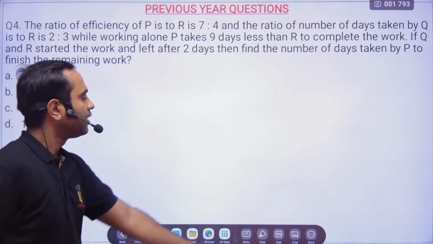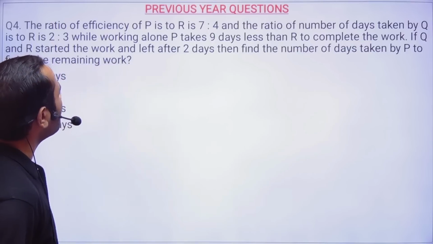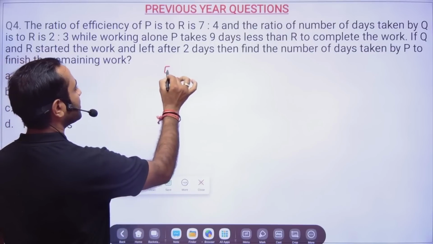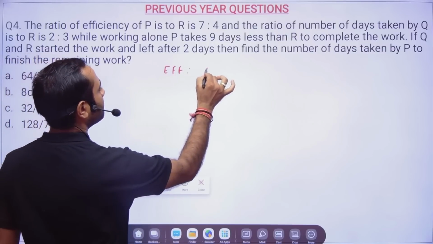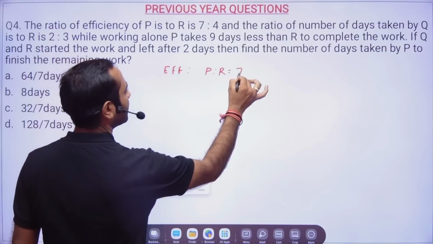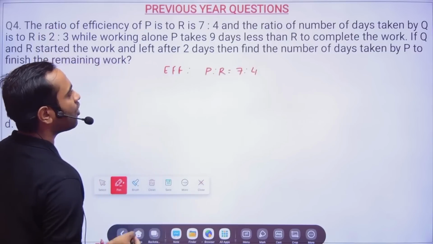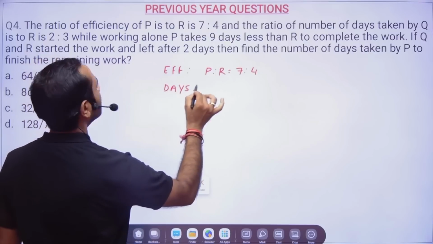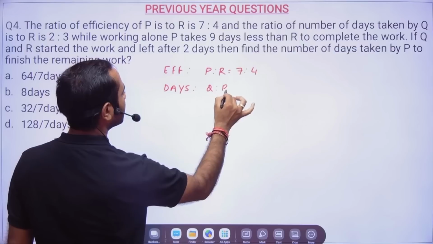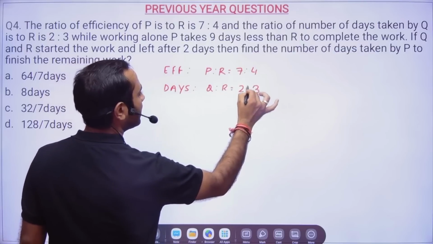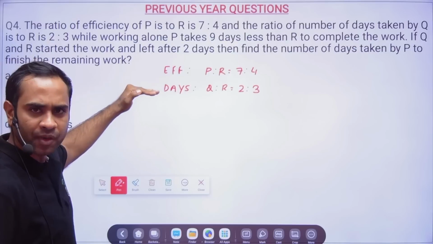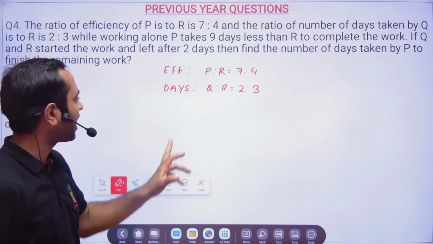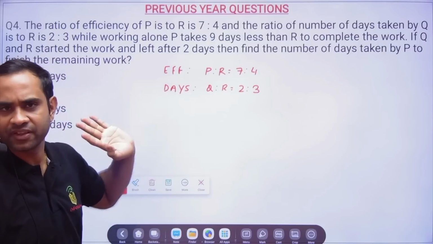Okay, fine. Now friends, next problem: the ratio of efficiency of P to R is 7:4, and the ratio of the number of days taken by Q to R is 2:3. So one data is given in terms of efficiency, and one data is given in terms of days. The option we have is either to convert days to efficiency or efficiency to days.